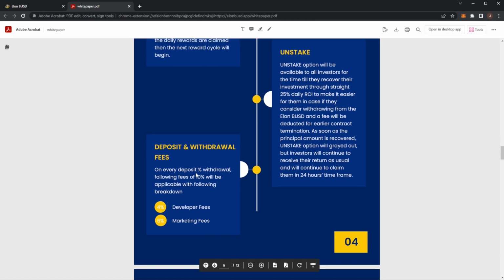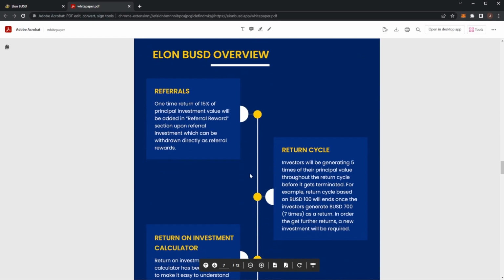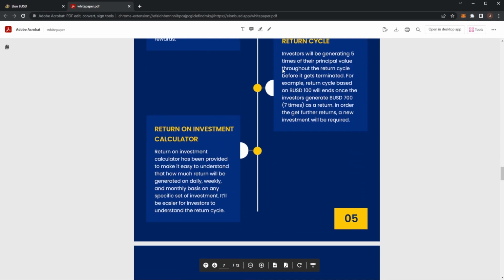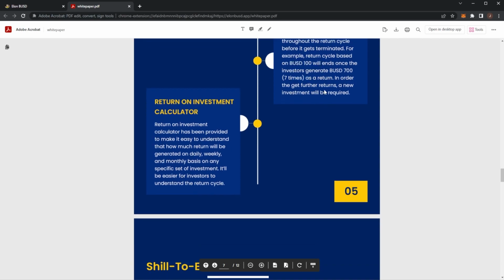Deposit and withdrawal fee. Every percent of deposit of the following fees, 10%. So 4% is developer and 6% for marketing. Next, we have referrals. There is a 15% of principal investment value for the referral section. Return cycle. Investors will be generating 5 times their principal through the return cycle before it's terminated. For example, 100 BUSD, once the investor generates 700 as a return, they will get further returns.